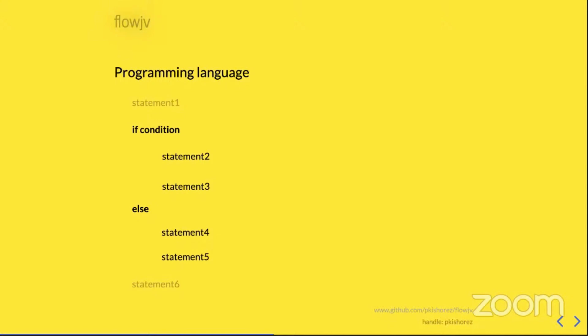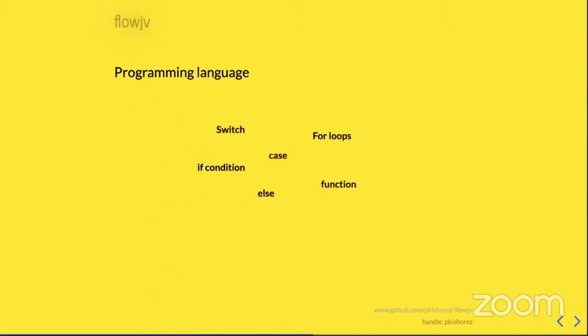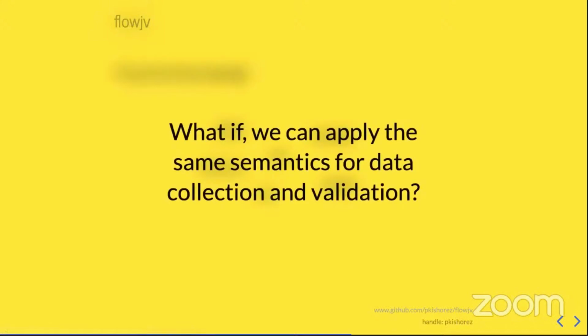So from a programming language perspective, we've got a lot of other constructs as well, like if conditions, switch cases, for loops, functions, and we can use all these constructs to create as complicated programs as possible. In the same way, I have taken the same semantics and applied them to creating forms, right? What if we can apply the same semantics that we see in a programming language in the context of collecting data from users in a form, like from a user in a web application? So that is what FlowJV is all about.